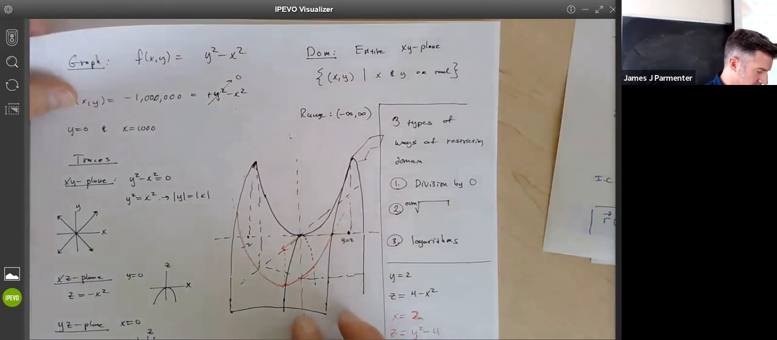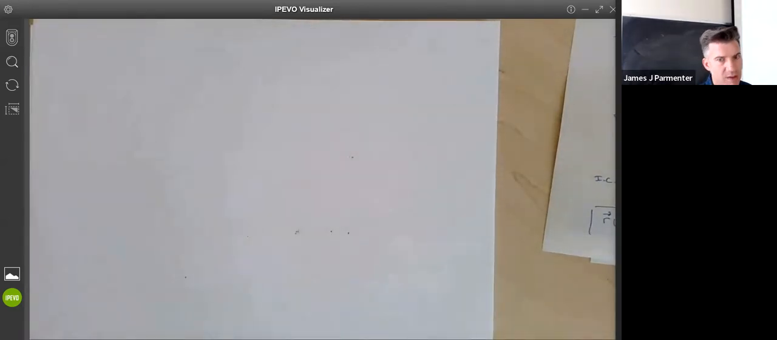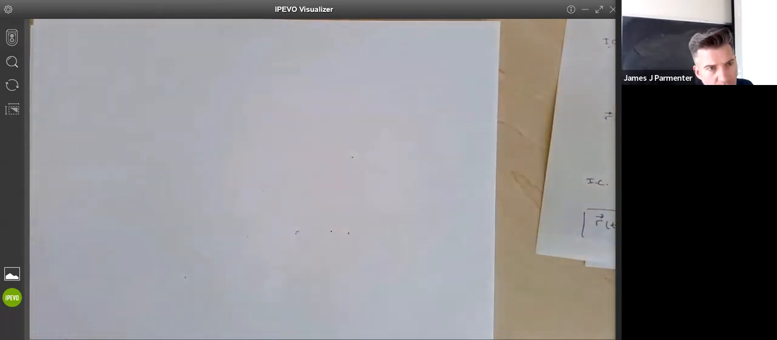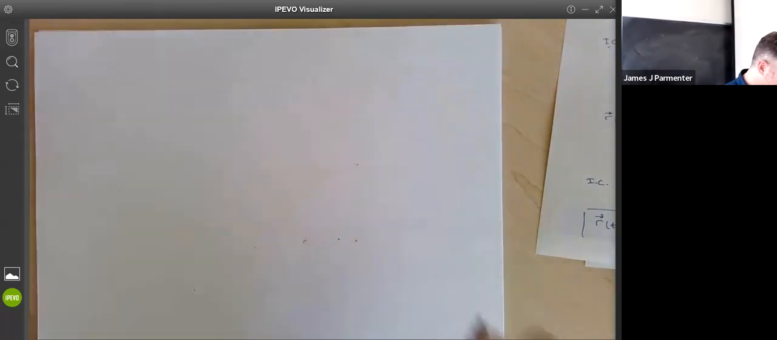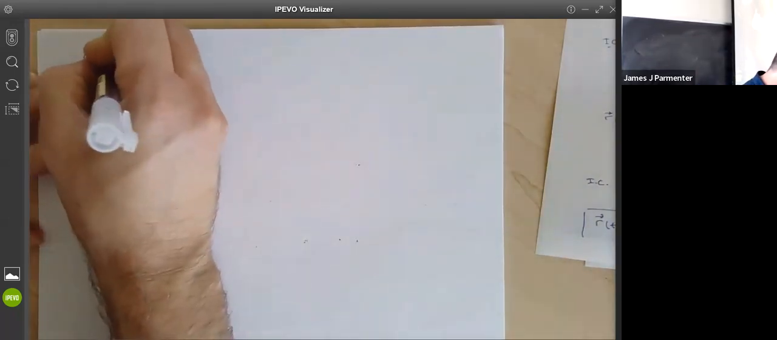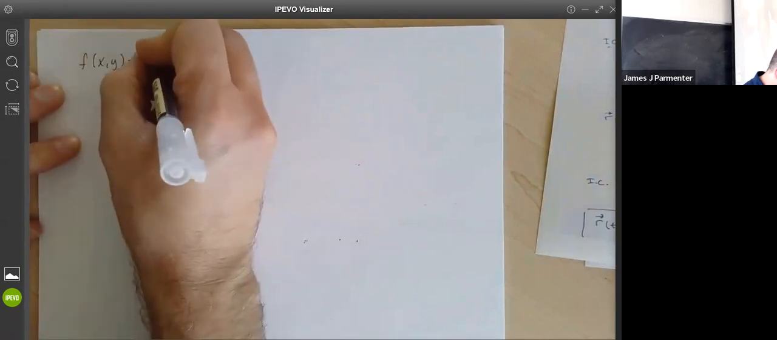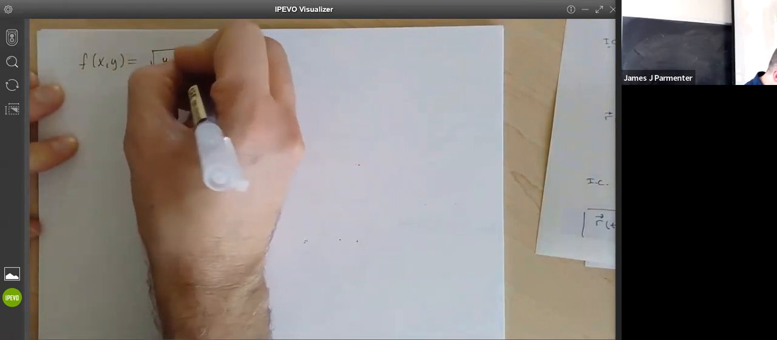Let's look at another example. Well, I said I was going to talk about domain, so let's talk about domain for a minute, and then we'll also talk about other examples. So let's look at this function here. Let's look at the function f of x comma y equals the square root of y minus x squared.